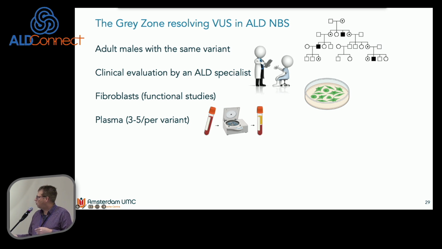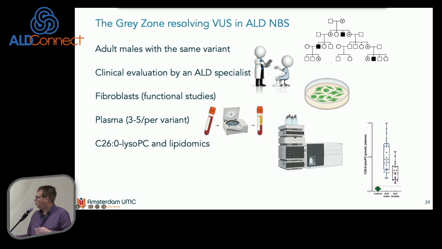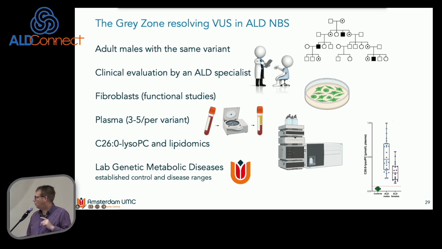And then in the plasma we will measure C20-lyso-PC, but we will also do the lipidomics that Jorik talked about yesterday, because we have more biomarkers and we're working on this. So this is one of the examples where two projects come together. That knowledge we can use for this project. A requirement for me is that this all be analyzed in one laboratory with established control and disease range, so we know exactly where the disease range is. And that happens to be in Amsterdam.